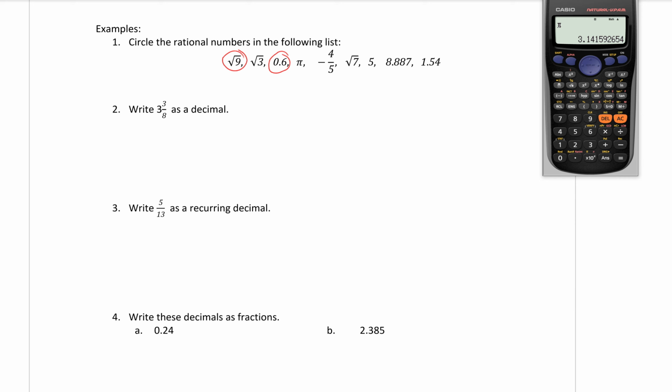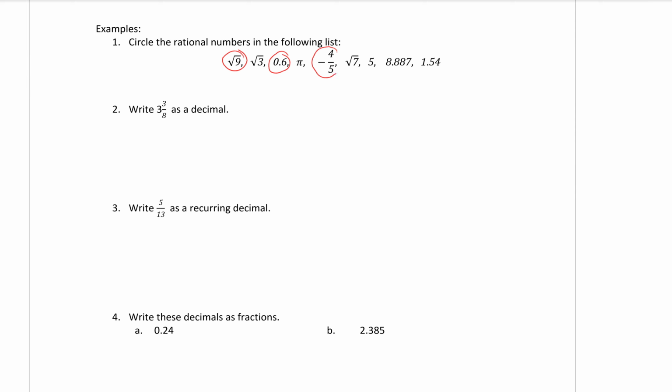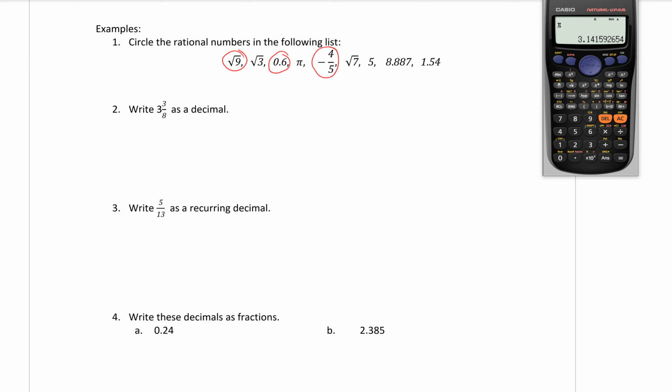Okay, 4/5, it's a fraction. A fraction's rational? Yes. Fractions are rational. It's only things that cannot be written as fractions or whole numbers that are irrational. What about square root of 7? Square root 7 equals. Rational or irrational? Irrational, good. So don't circle it. Next one, 5. It's a whole number, so is it rational or irrational? Rational, good. Circle it.